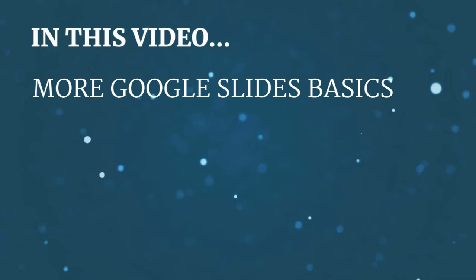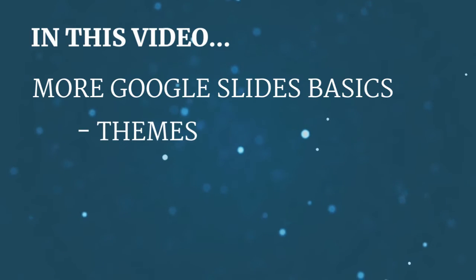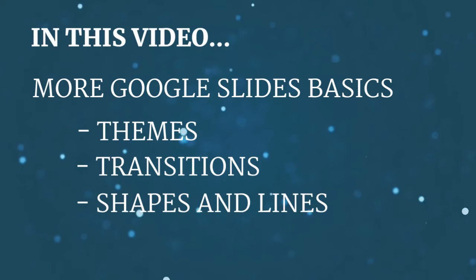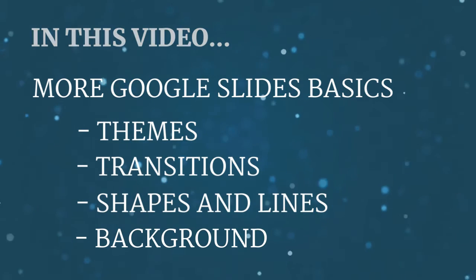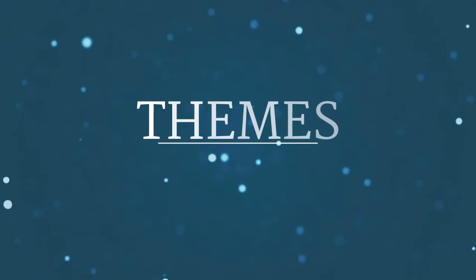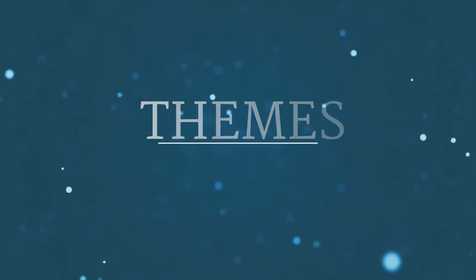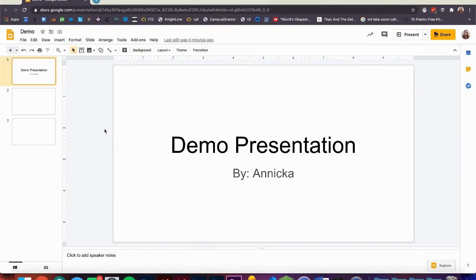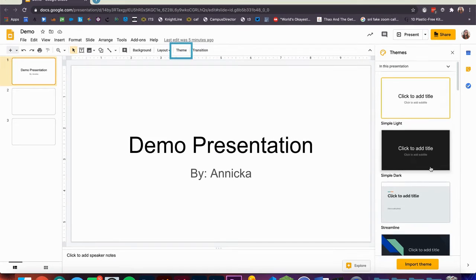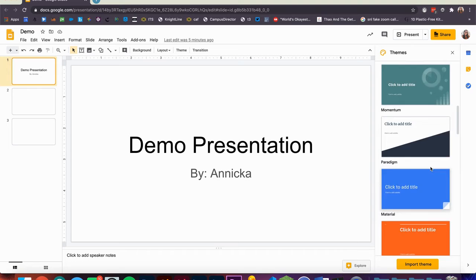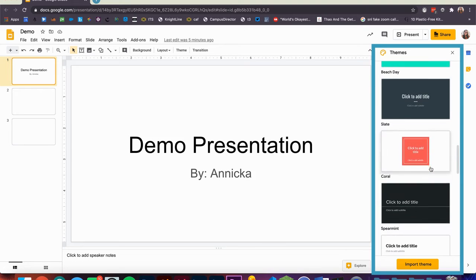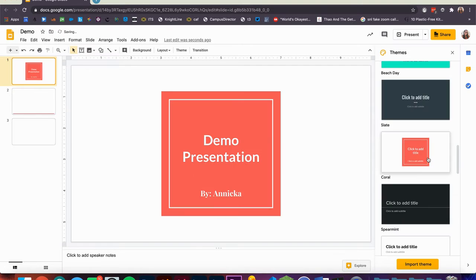In this video, we're going to cover more basics of Google Slides, including themes, transitions, shapes and lines, and backgrounds. We'll begin with themes. Themes can change the overall look of your presentation. If you select Theme, you can change the theme by selecting a new one here. You can close this window by clicking the X.